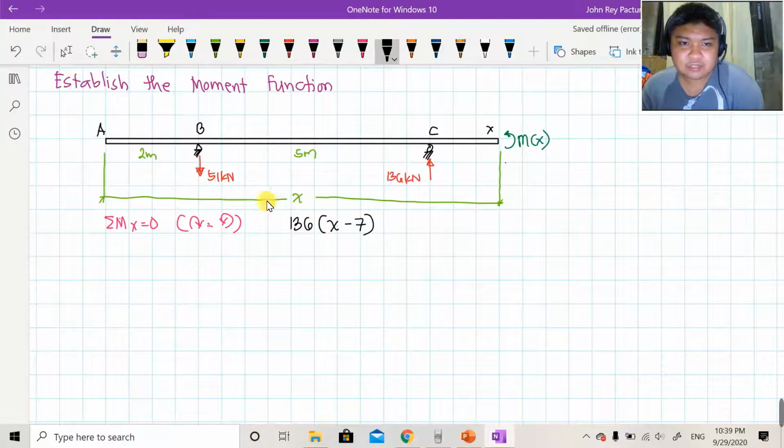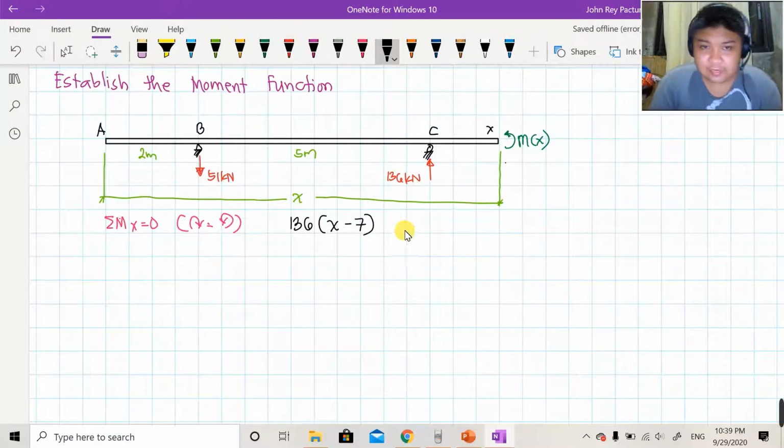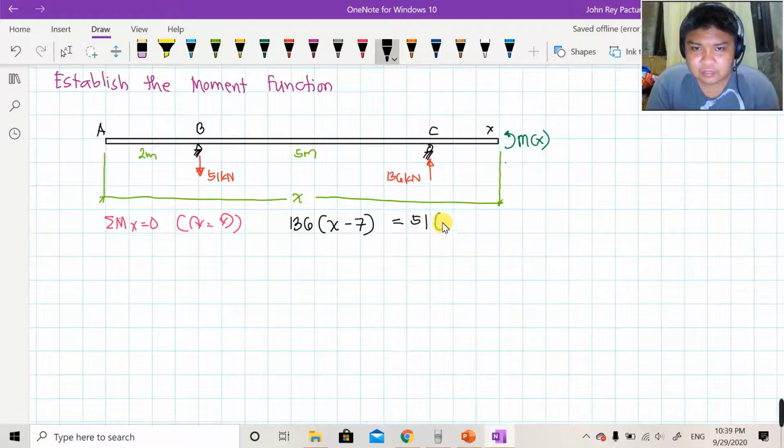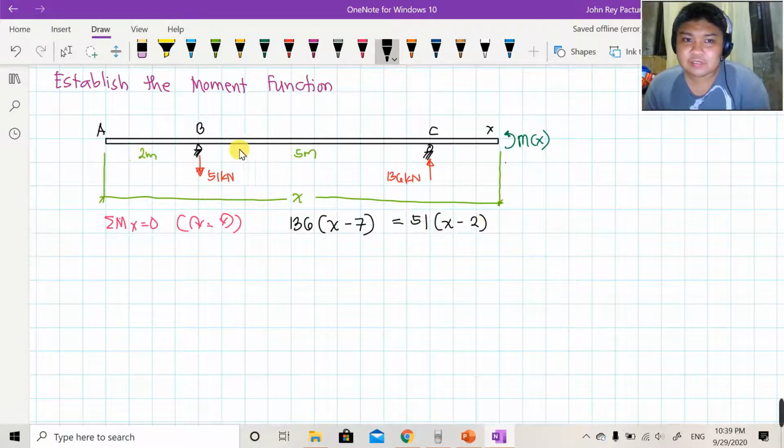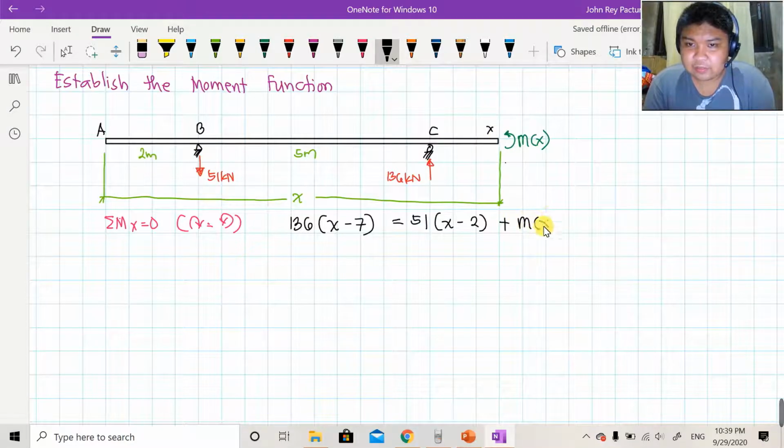Tama ba? Kasi diba ito ay X. Tapos, ito ay 5 plus 2, 7. So, the moment arm of that with respect sa point X is X minus 7. So, I hope that is clear, no? I hope nagagets nyo yan. So, that is equal to, ang counterclockwise is yung 51, which is may moment arm na X minus 2. Tama ba class na X minus 2 siya? Yes, kasi nga 'di ba this is X. Tapos dito 2 meters. So this 51 has a distance of X minus 2 from the point X, and of course the moment function X.